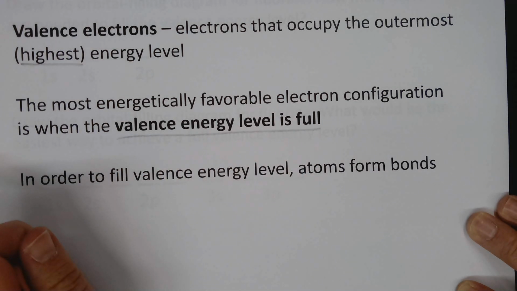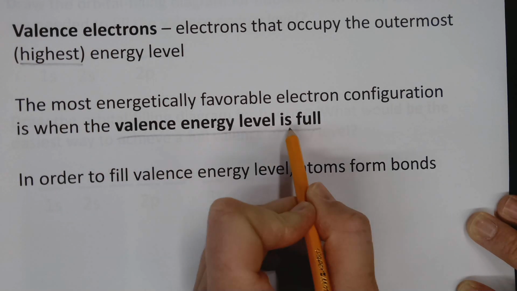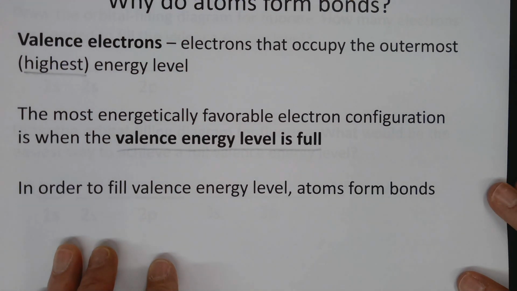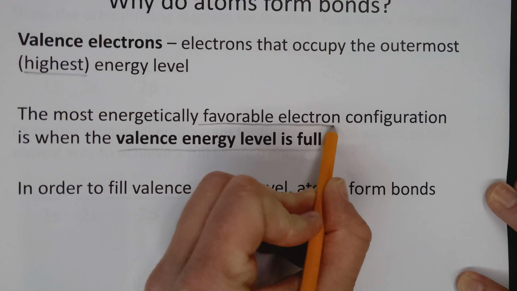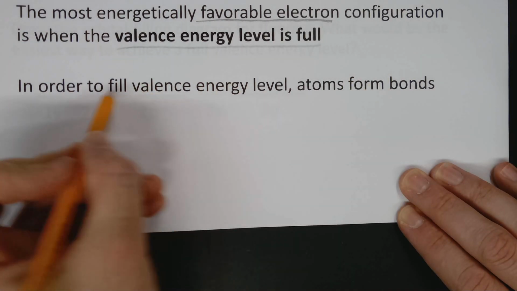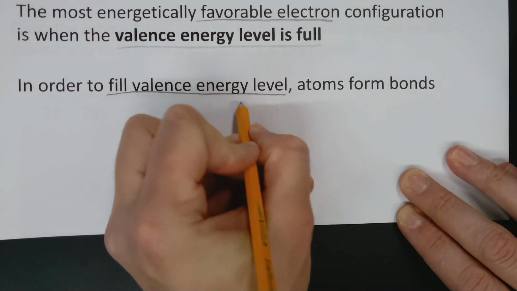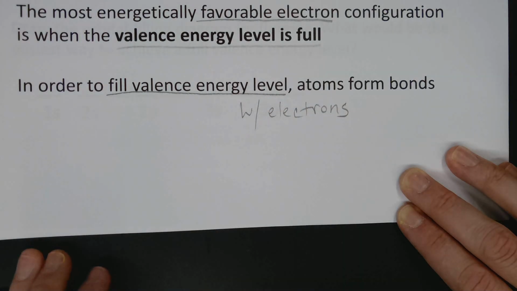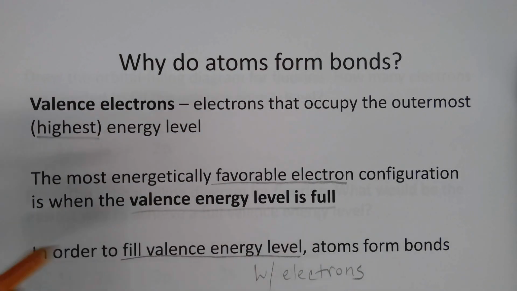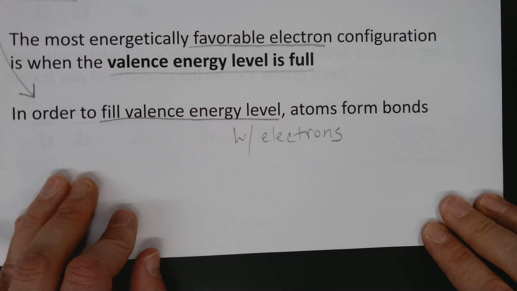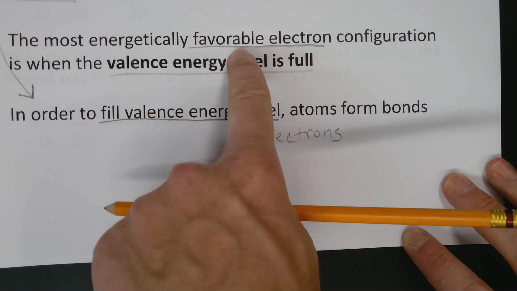Now, why this is the case isn't quite clear, but we know that if the valence energy level has all of its slots filled, so all of its orbitals are holding two electrons, we know that that's the most favorable configuration. So what atoms are doing is they form bonds to fill their valence energy level with electrons. So again, why do atoms form bonds? It's to fill their valence energy levels with electrons, because that's the most energetically favorable configuration.